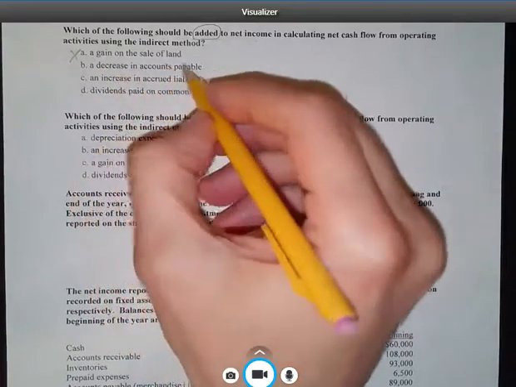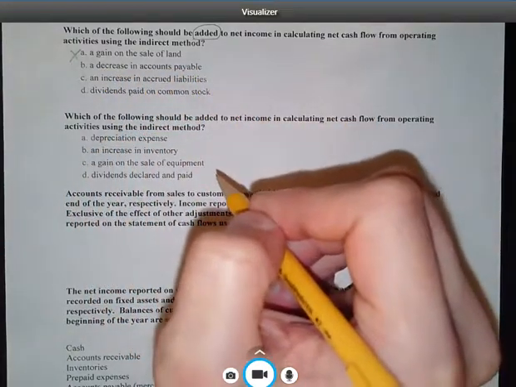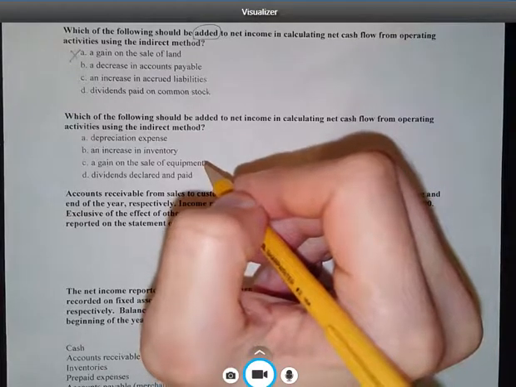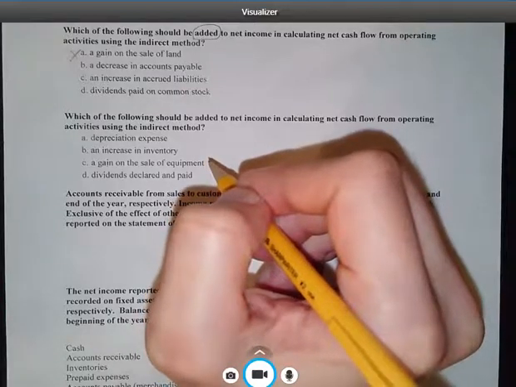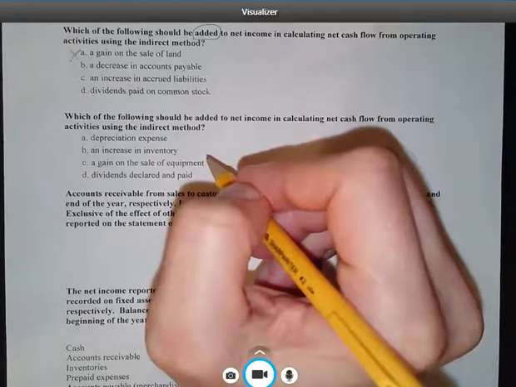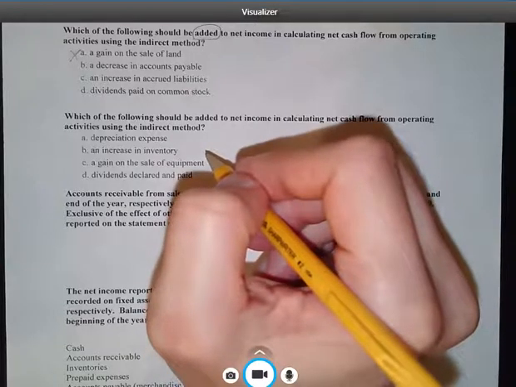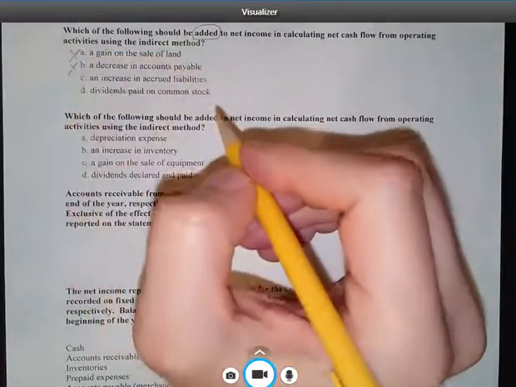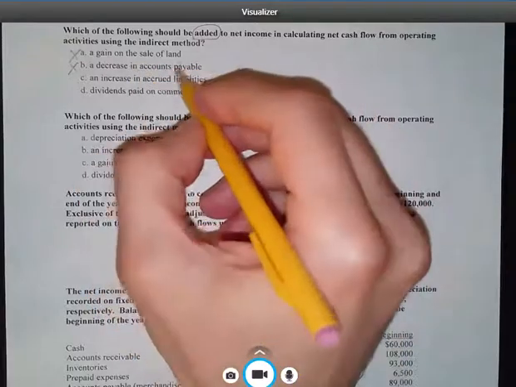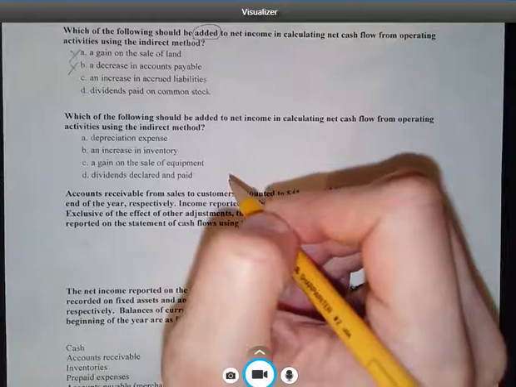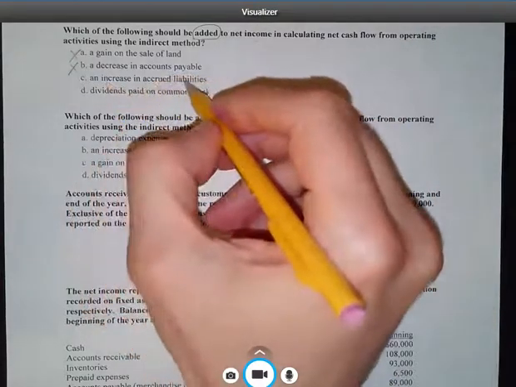A decrease in accounts payable. Okay. Well, if we have a decrease in accounts payable, what we have there is a situation where we have paid down debt. So we have paid some bills in excess of what was due for the current year, what we recognized on the income statement. So that's also going to be an incorrect answer, because a decrease in accounts payable, we have to make that as an extra subtraction.